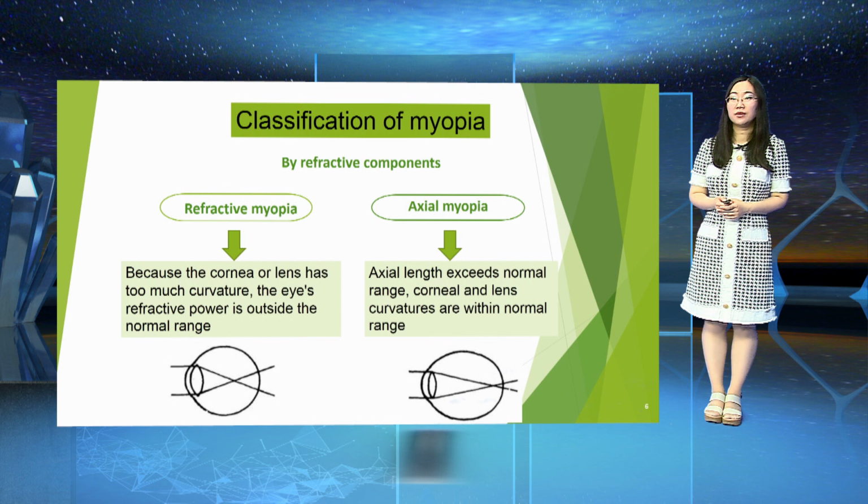Axial myopia. If the eye is longer than average, the error is called axial myopia. Axial length exceeds the normal range. Cornea and lens curvature are within the normal range. For each additional millimeter of axial length, the eye is approximately 3 diopters more myopic.